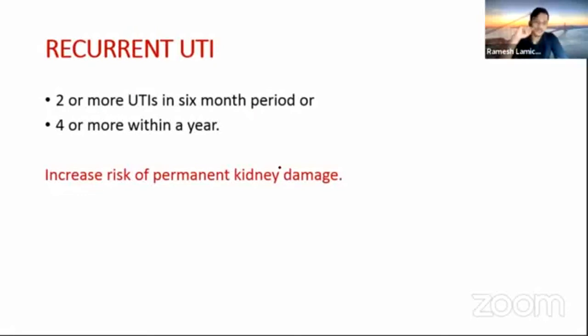So what is recurrent UTI? Recurrent UTI is two or more UTIs in a 6-month period, or four or more UTIs in a year. Recurrent UTI is important because it can cause permanent kidney damage. So this is important, and you have to use prophylactic drugs.